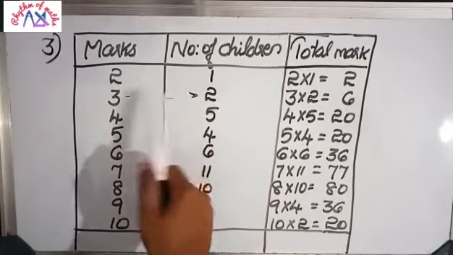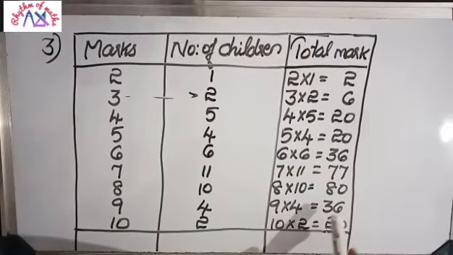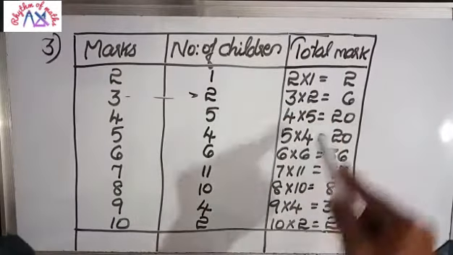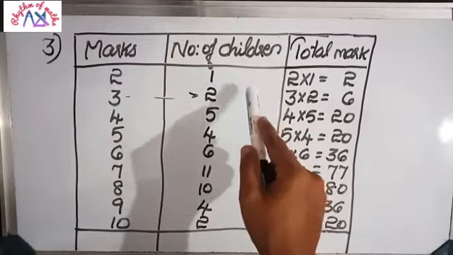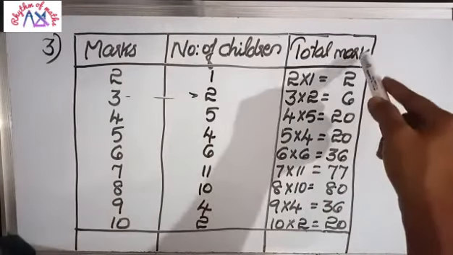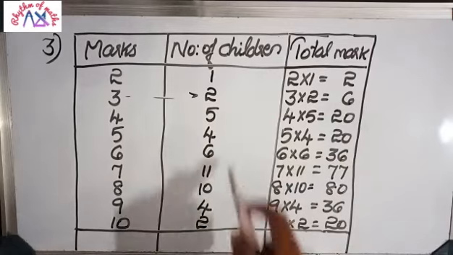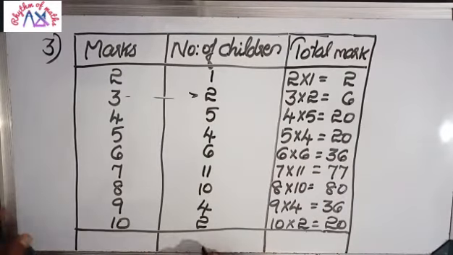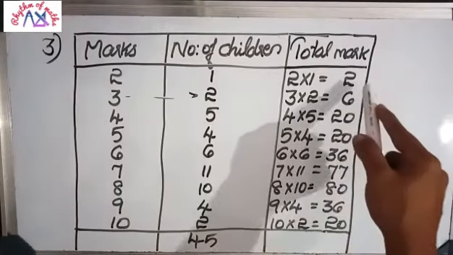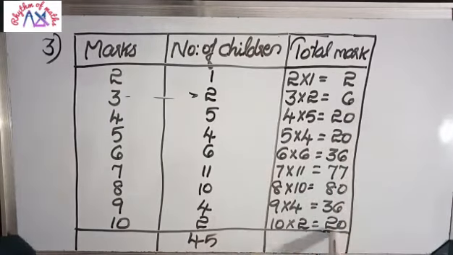This is the first step. Just multiply these two column numbers. Now the next step is to find the sum of these columns. That means the total number of children we need. Total mark also we have to add. When you add all these numbers, we will get the answer as 45. 45 students are there in this particular class. Now total mark, 2 plus 6 plus 20 plus 20 plus, like that you have to add. When you add all these, you will get the answer as 297.